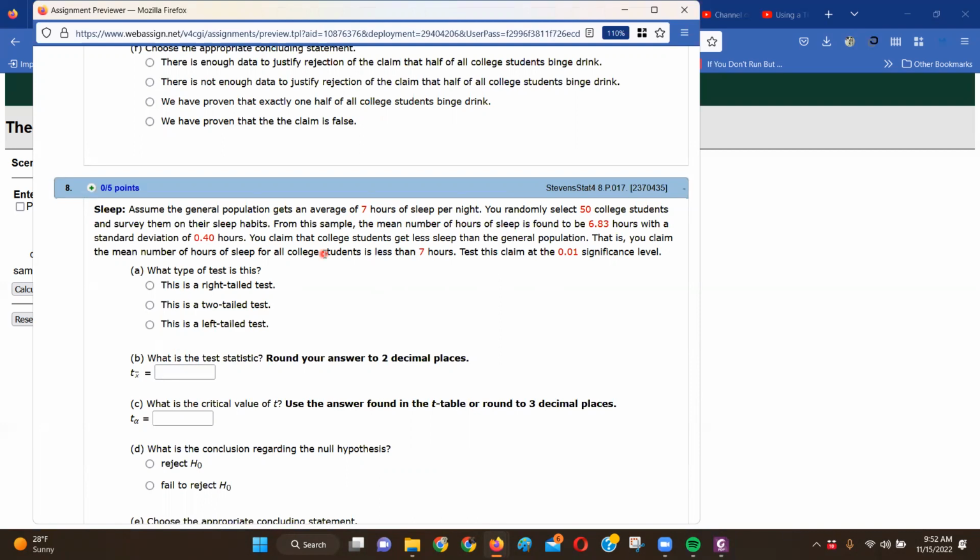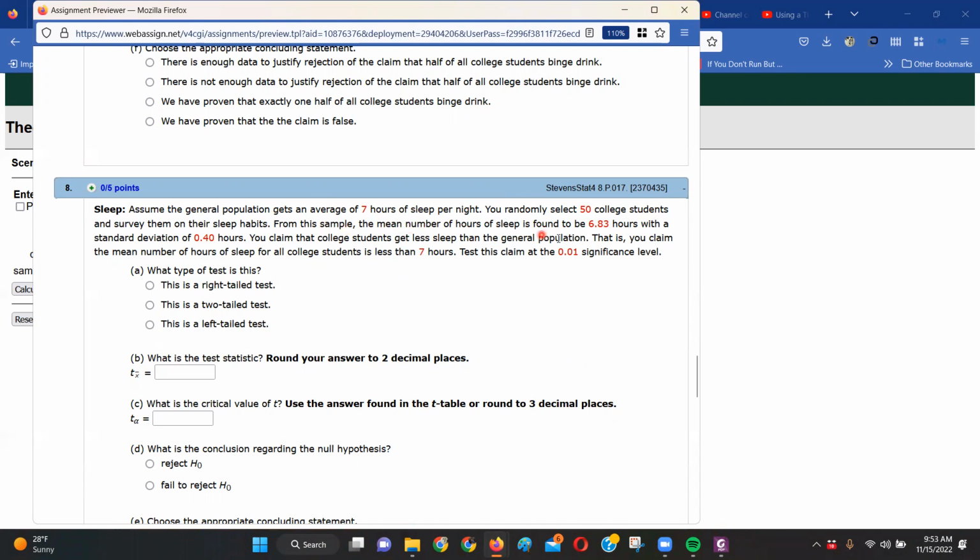H0 would be mu, that funny M, that funny U, equals 7, and then HA, or H1, would be mu is less than 7, because that's the claim. So then, because this is one sample, I know it's a t-test. Well, I know it's a t-test because I see a t there, but also because I didn't know the population standard deviation, it's got to be a t-test.